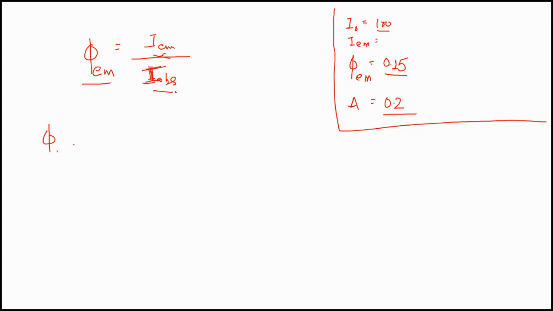So the other formula which we had is that the emission quantum yield can also be given by the intensity of emitted light upon I naught, which is the intensity of the incident light, into 1 minus 10 to the power minus A. Is it right, Adrija? Yeah, it's right. Now, this emission quantum yield was given to you. That was 0.15. It was equal to the intensity of the emitted light, which was unknown, upon I naught, which was 100, into 1 minus 10 to the power minus A. And here A was also given to you. That was 0.2.